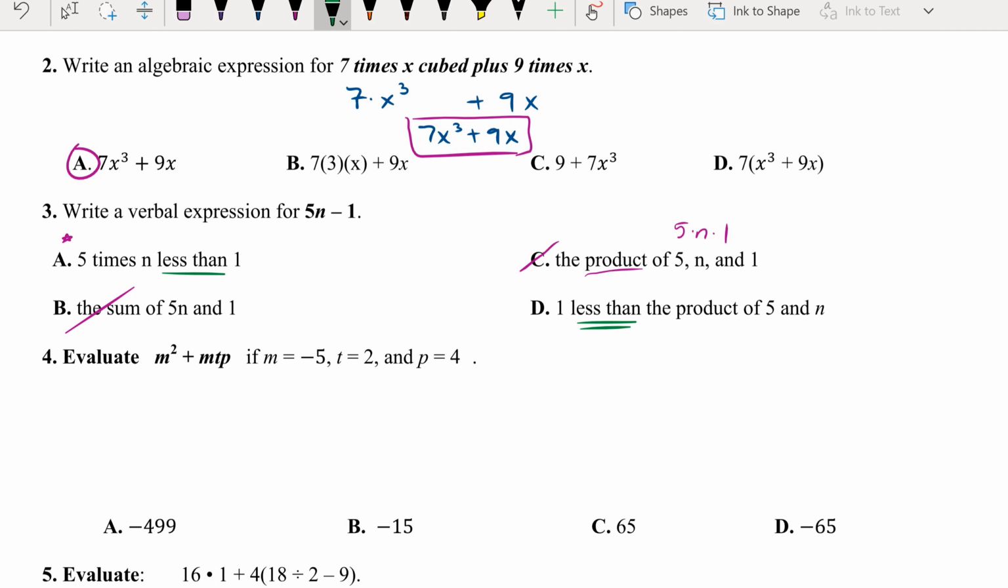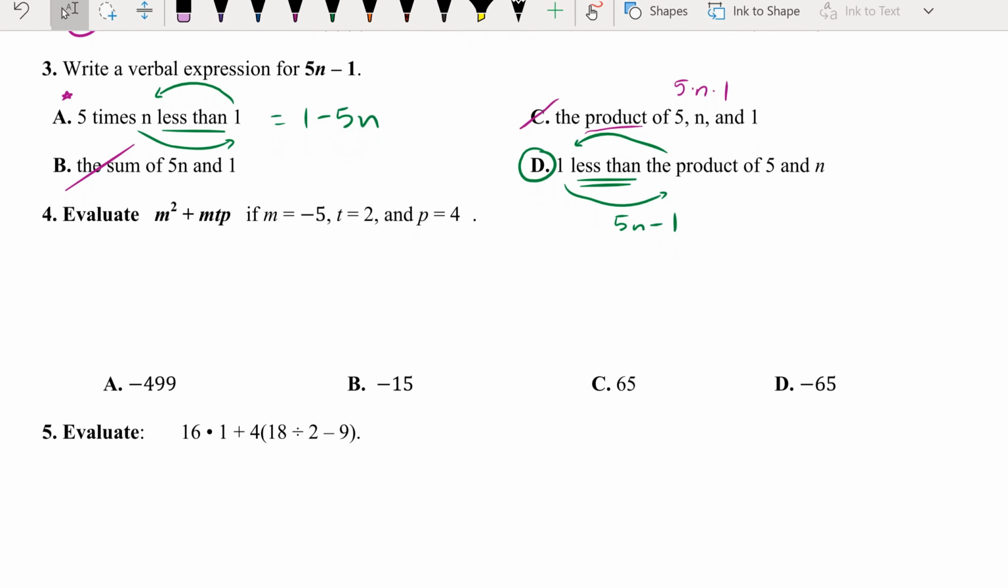So if I write this equation, it's going to look like this. That will be 1 minus 5n, which is not what they've given you. In part D, 1 less than the product of 5n. So 5n goes in front and 1 goes to the back. That turns into 5n minus 1. So the correct answer is going to be D.